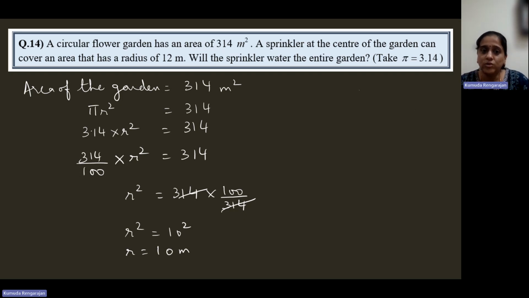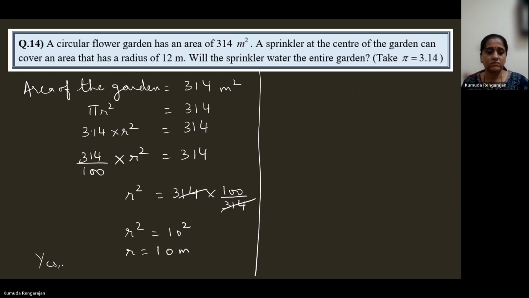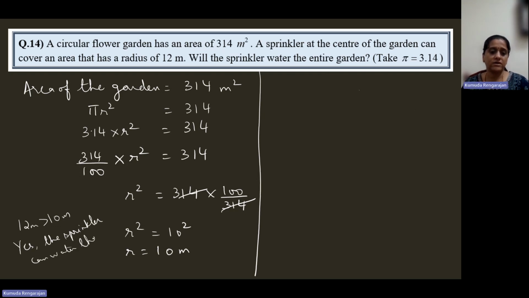That's another way of doing it. The radius is 12, right? So the area covered by the sprinkler will be pi r square, pi into 12 into 12, that is 3.14 into 12 into 12. Find the area. Then that area will be more than 314, so it can cover. Yeah, that's also fine. Or, what should we say? 12 meters is greater than 10 meters. Yes. The sprinkler can water the entire garden.